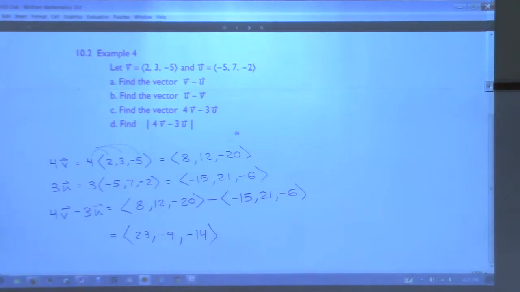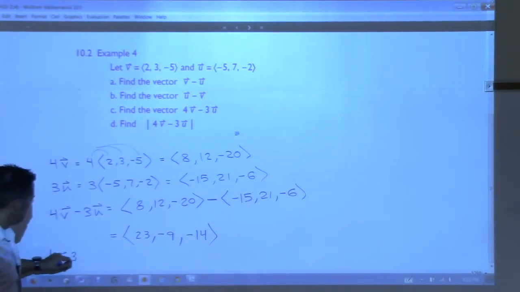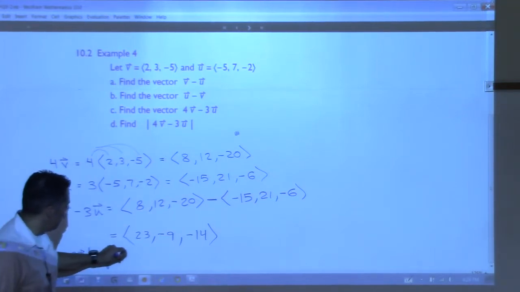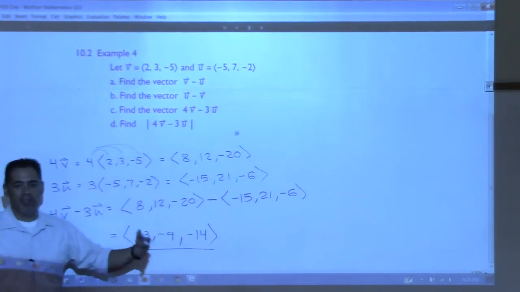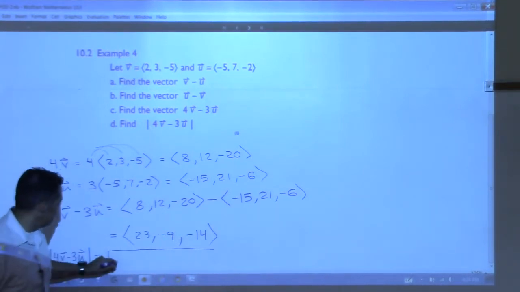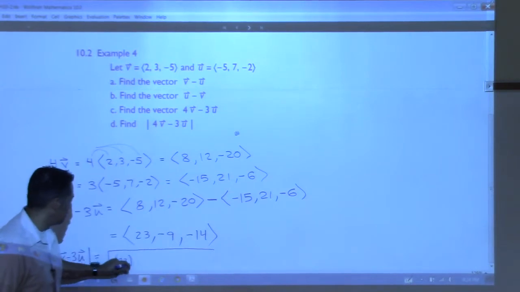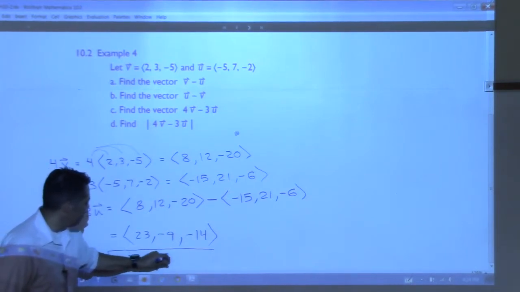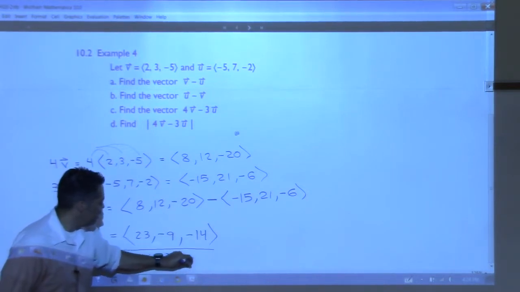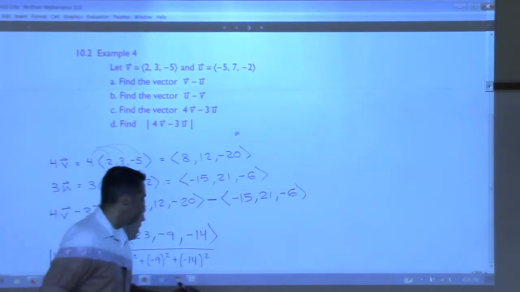And now we need the magnitude of that. So to do the magnitude of 4v minus 3u, we're going to do the square root of the squares of each of these added together. So we do 23, someone's going to need a calculator for this, plus negative 9 squared plus negative 14 squared. It's going to be a pretty big number in there.